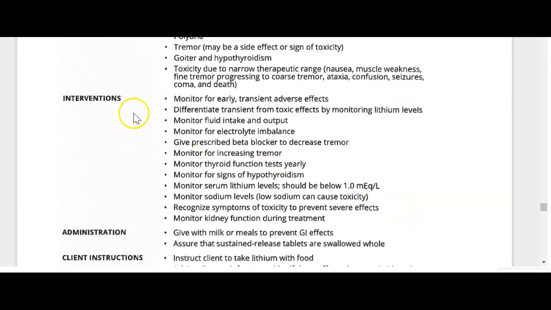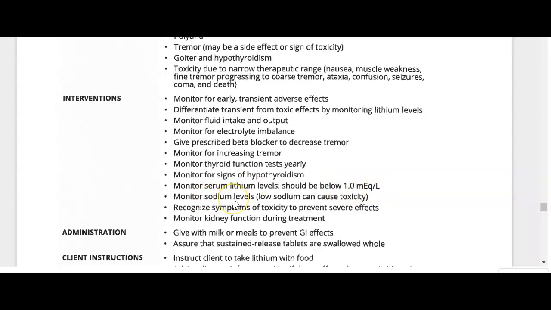Interventions include making sure that you are monitoring their lithium levels, monitor their intake and output, their electrolyte balance, because again it has an effect on salt. This one here mentions the lithium level, and it gives you a value. It says that it should be below 1.